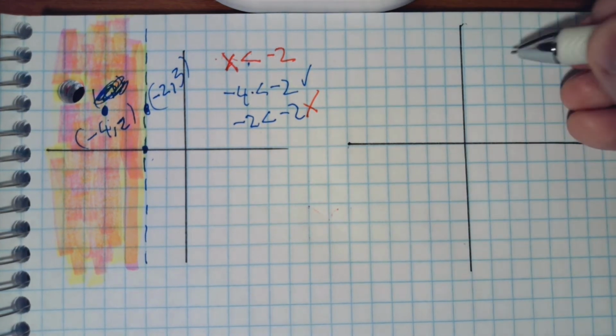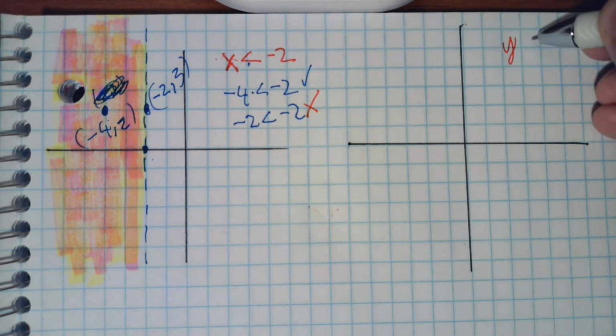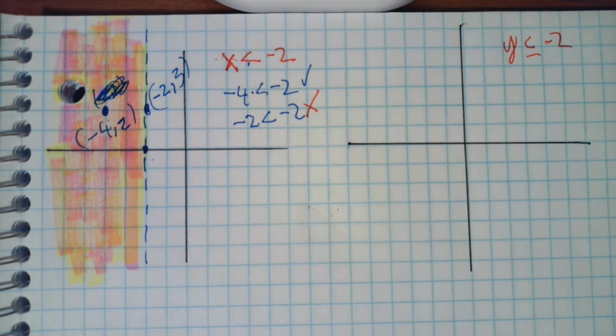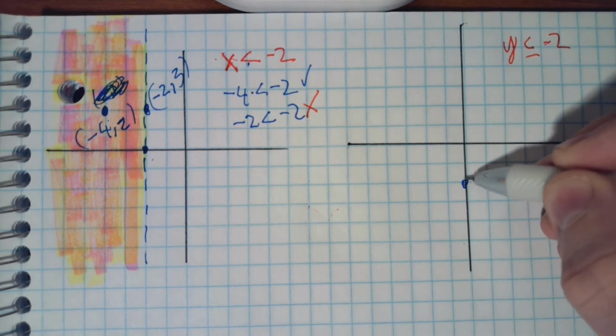This is y is less than or equal to -2. Okay, so this is y. So again, if it starts with y, let's start with y. So we're going to start with y is -2. That's going to be right here.